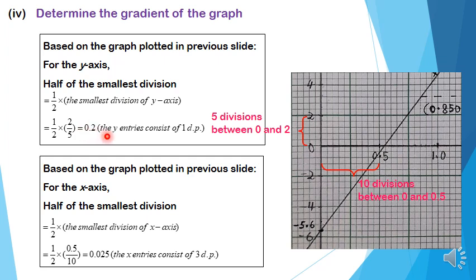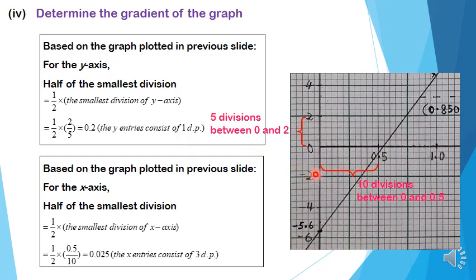So which means all the y entries must consist of 1 decimal place. So when we substitute the value of y into the formula of the gradient later on, it must consist of 1 decimal place. For the x-axis, there are 10 divisions between the values of 0 and 0.5. What is the value for each of the divisions?